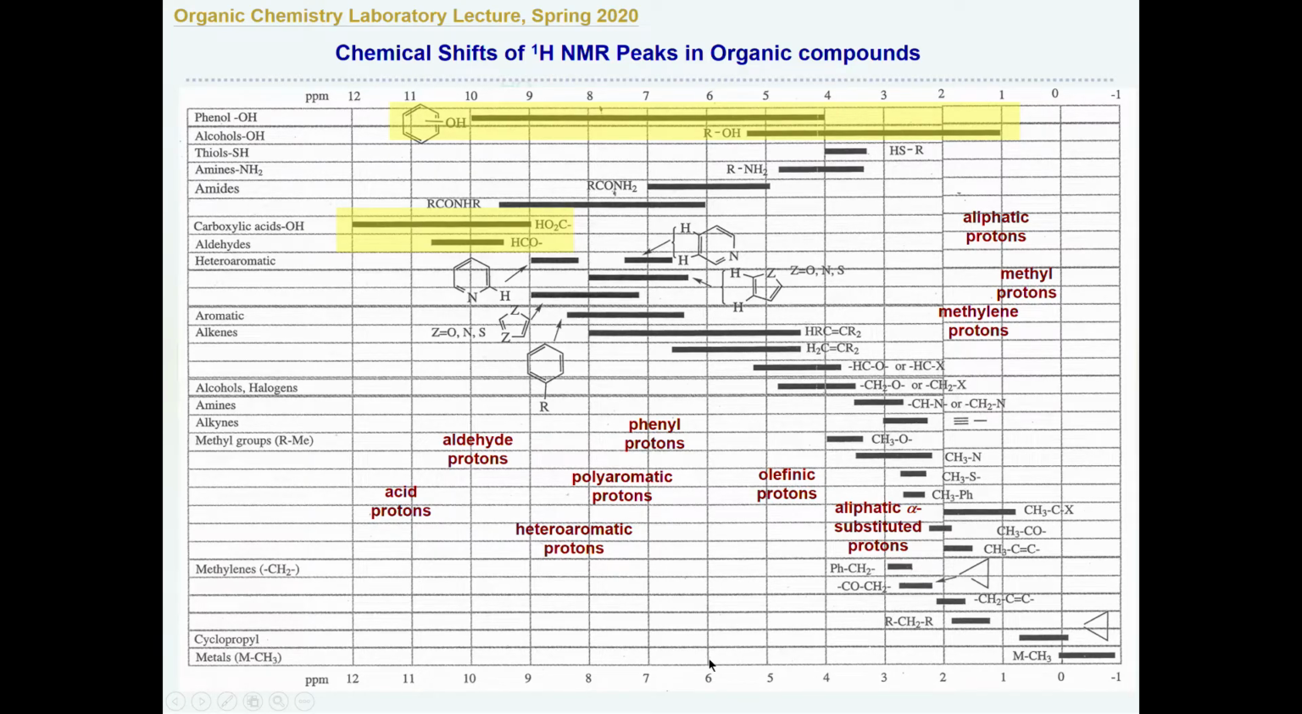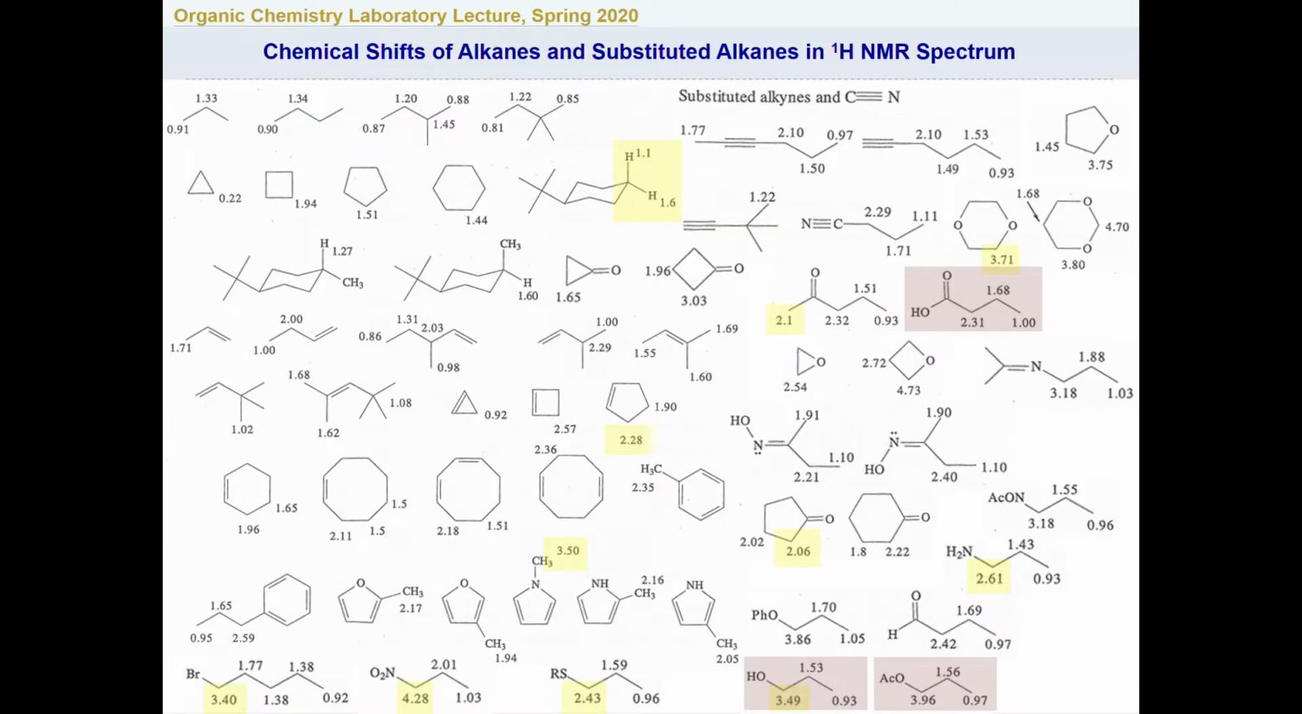Once you go to benzene, it will be 6 ppm, and most of the unsaturated protons will be around this region, between 7 ppm and 8 ppm. So it's very easy for you to see those peaks and identify them, right?